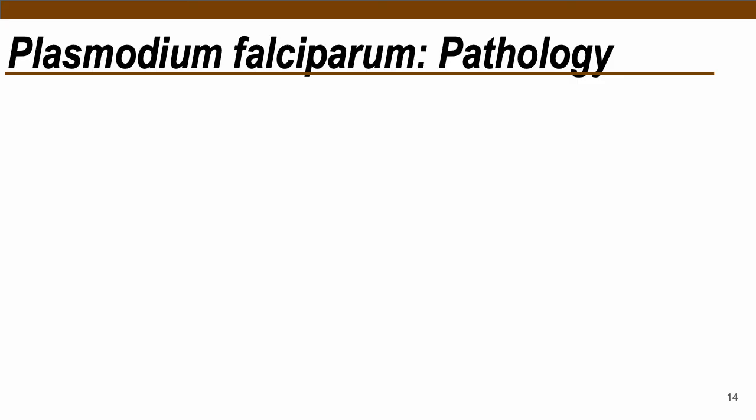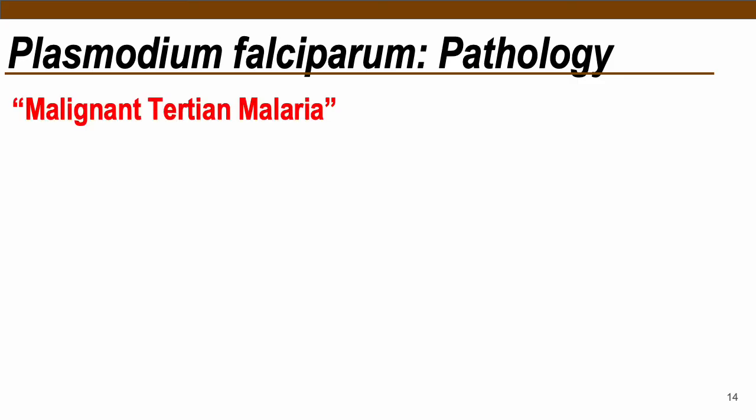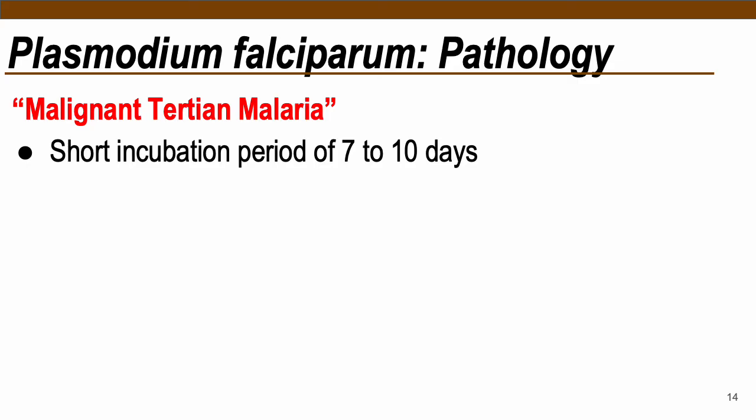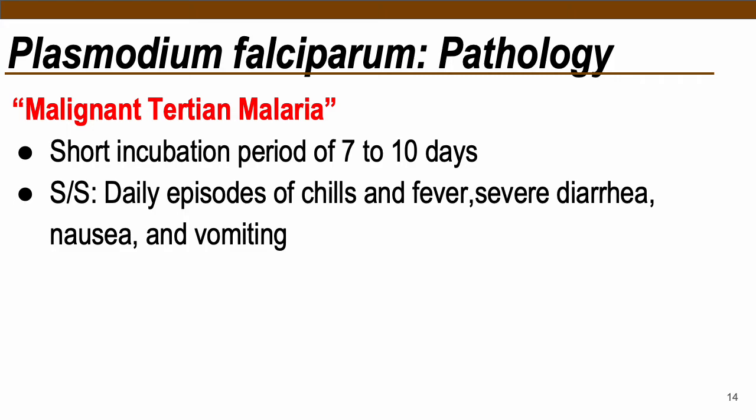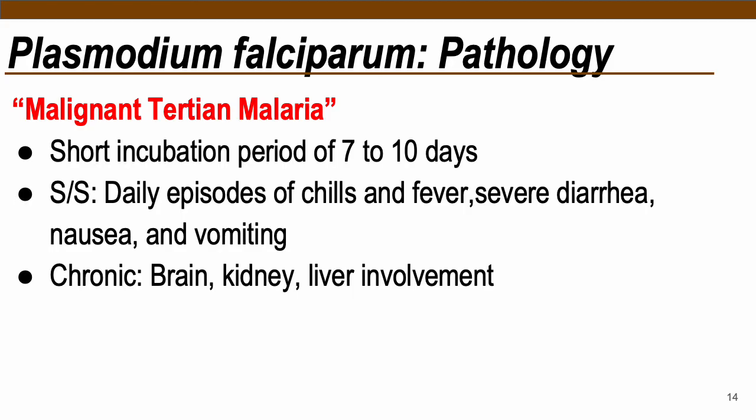So again, the pathology behind Plasmodium falciparum is malignant tertian malaria. This happens after 7 to 10 days of incubation. So upon getting bitten by the infected Anopheles mosquito, around 7 to 10 days, the patient will manifest the signs and symptoms already. So this is a daily episode of chills and fever due to the presence of your merozoites in the blood, severe diarrhea, nausea, and vomiting. So in chronic stages, the brain, kidney, and liver may be affected. So let's talk about the involvement of your Plasmodium falciparum in the chronic stage.